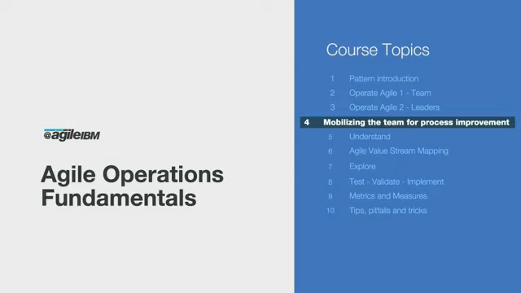Hi, and we're back with Module 4 of the Agile Operations Fundamentals. And in this one, we're going to talk about mobilizing for process improvement. It covers getting the team ready to start doing serious process improvement.